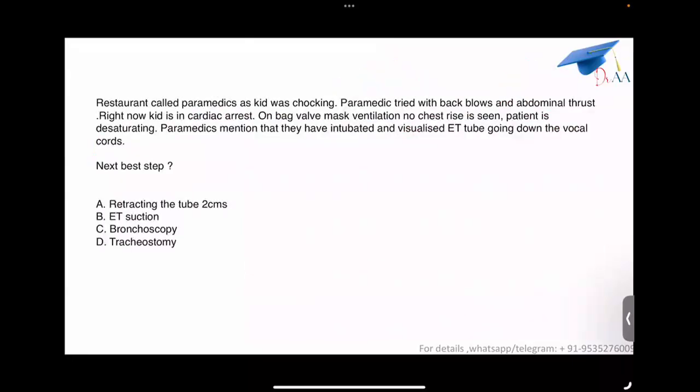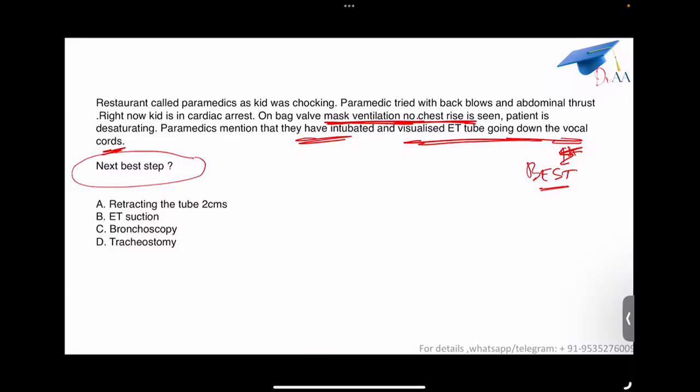In a restaurant, a kid was choking. Paramedics tried back blows and abdominal thrusts. Right now, the kid is in cardiac arrest. On bag mask ventilation, no chest rise is seen. Important point to be noted. Patient is desaturating. Paramedics mentioned that they have intubated the patient and visualized the ET tube going down the vocal cords. This is the best method to confirm that the ET tube is in situ, that is in the trachea, not in the esophagus. What is the next step they are asking here?